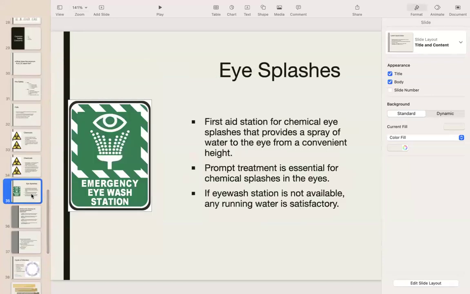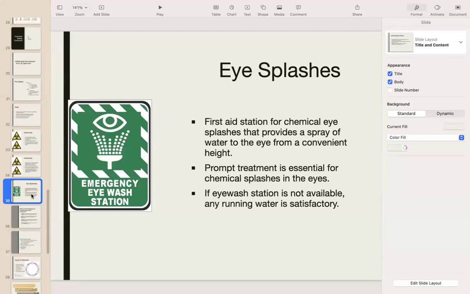So next, eye splashes. We work with different bodily fluids. We work with contrast. We work with all different types of things. And we can experience something getting in our eyes. So if that happens, there should be designated emergency eye wash stations in your facility.